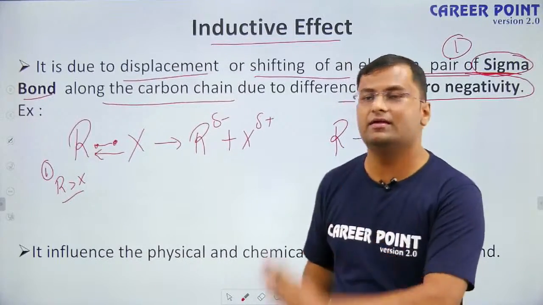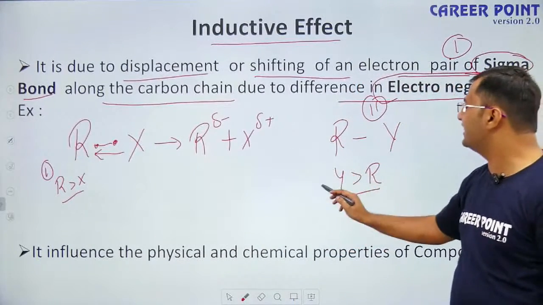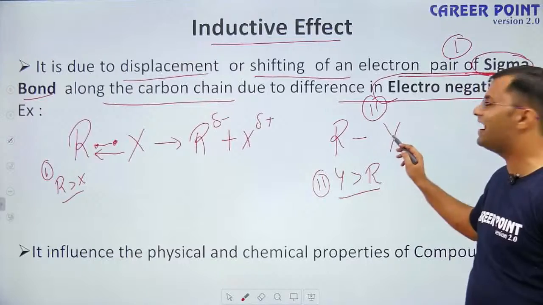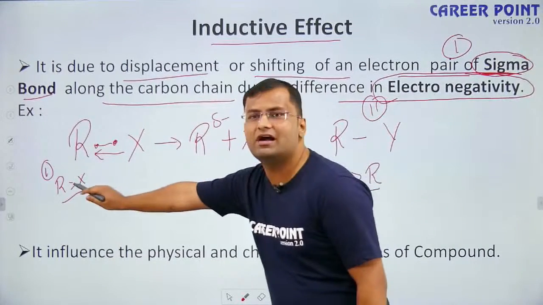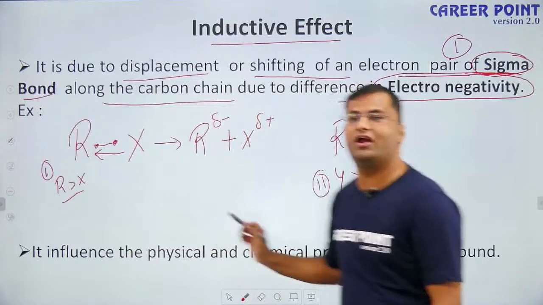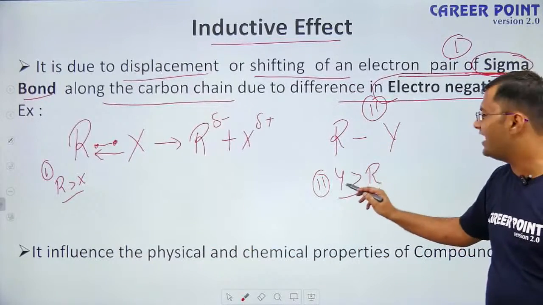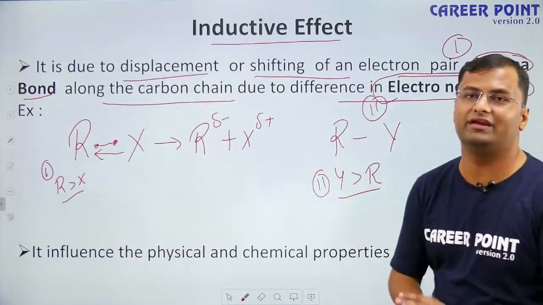Second case: Y has more electronegativity than R. Here R is an alkyl group, and Y has the more electronegativity.